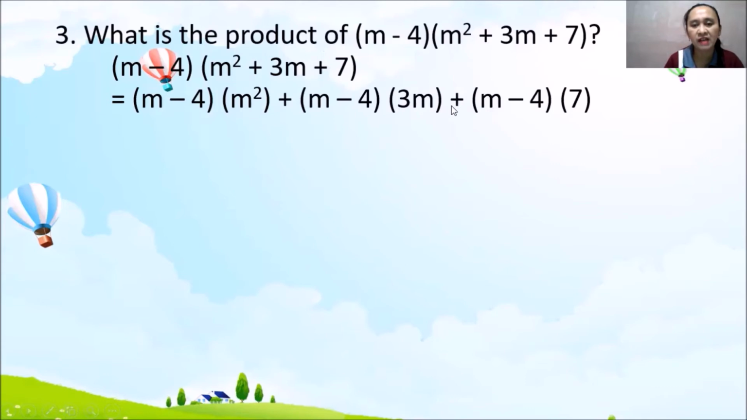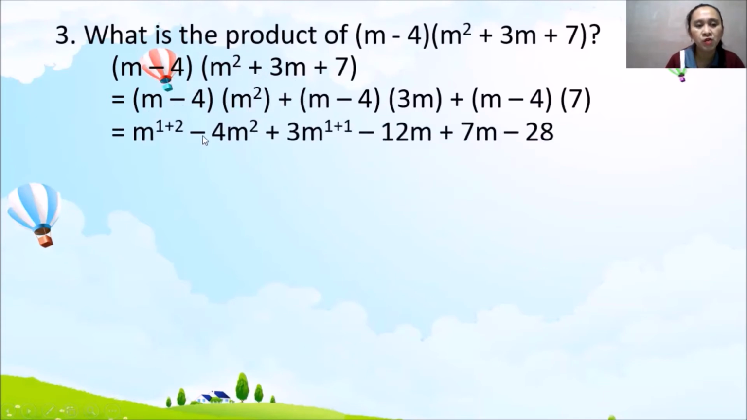Then, bring down the plus sign of the third term. Again, m minus 4 times the 7, the third term. Then, multiply 1 by 1. m times m squared, 1 plus 2 is equal to m cubed. Minus 4 times m squared, minus 4m squared. Plus, again, m times 3m, 3m to the exponent of 1 plus 1, minus 4 times 3 is 12. Bring down m. Then, the plus sign, 7 times m is 7m. And minus sign, bring down 4 times 7 is 28.